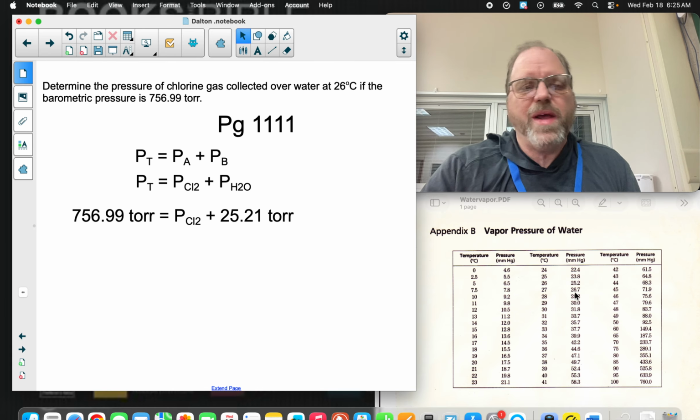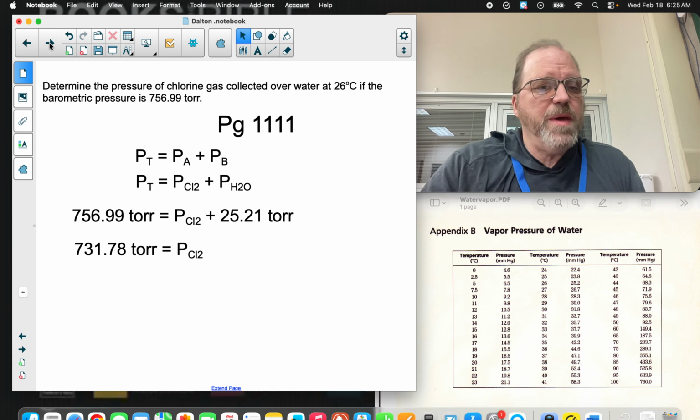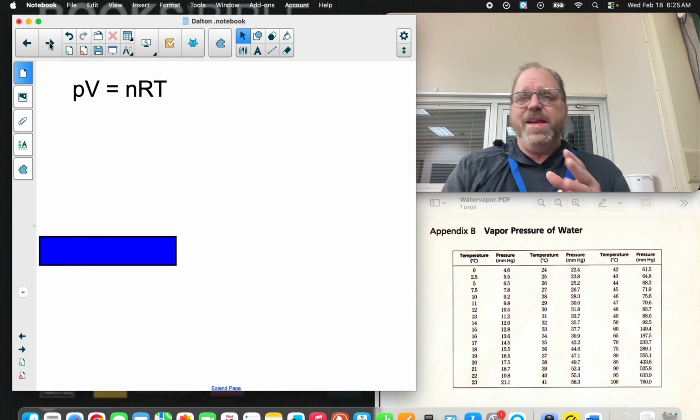21.21, I think the other book had a little more values to it. All right, all we have to do here is subtract then. So the P of chlorine then is 731.78 torr. That's it. All right, now let's take the ideal gas equation.